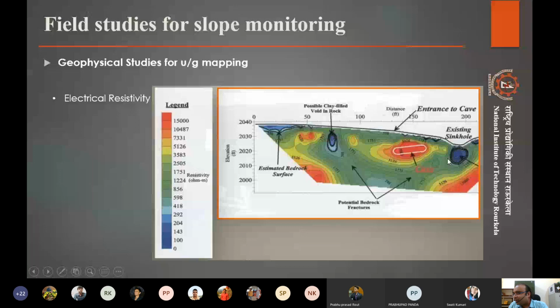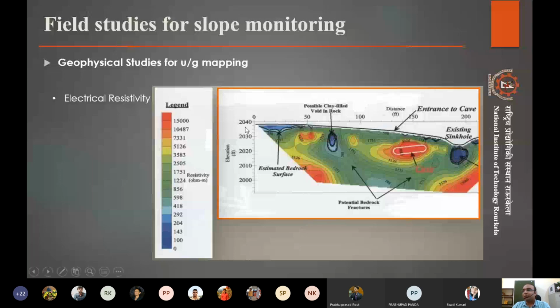So this one is a pocket of very high resistance, and very high resistance will certainly mean something that is not conducting any electricity, most probably voids or empty spaces. In this case, it was a cave kind of structure. There can also be water pockets, clay-filled voids, or sinkholes, and those can be detected too. They will have lower resistance and higher electrical conductivity. So these kinds of data can be obtained.